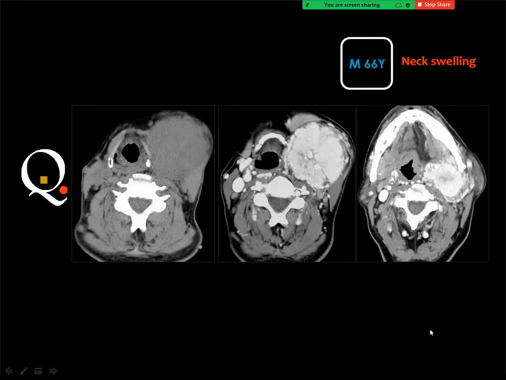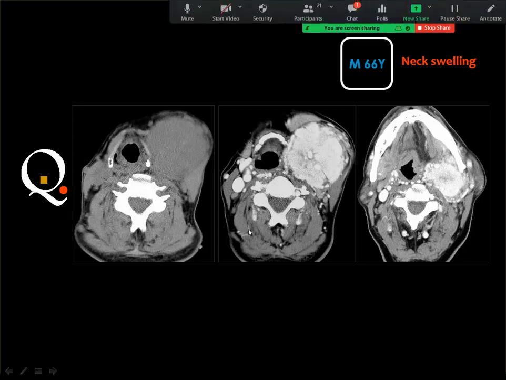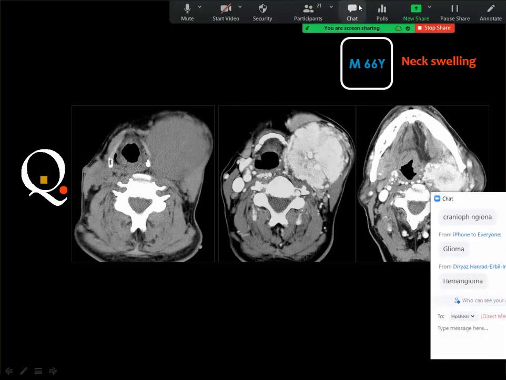Next case, male, 66 years old, with neck swelling, and this is CT without contrast, and this is CT arterial phase, and this is also arterial phase. No, this is not a hemangioma. It is a well circumscribed, strongly enhancing lesion.